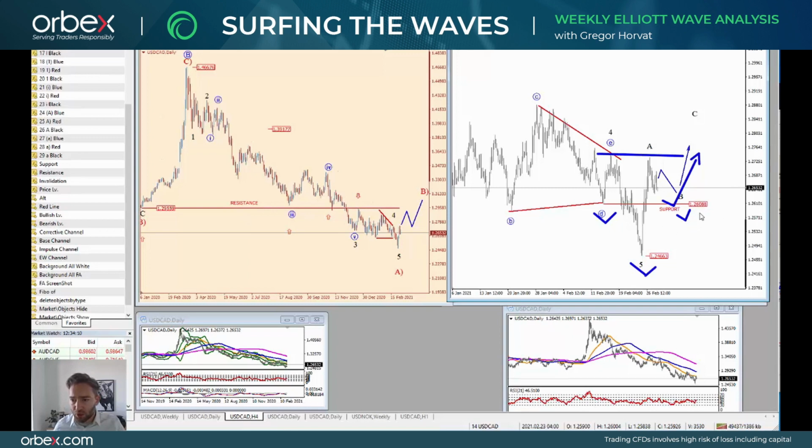The very nice support comes in around 1.26 level, but of course invalidation level for this structure is at 1.2466. Why? Because if this was very sharp move like a motive wave, and now we are in a counter-trend movement, then in motive wave we should not move beyond this level. Okay, so I'm expecting wave C higher prices as long as we are holding these lows here.